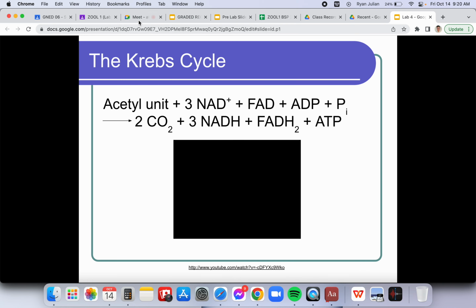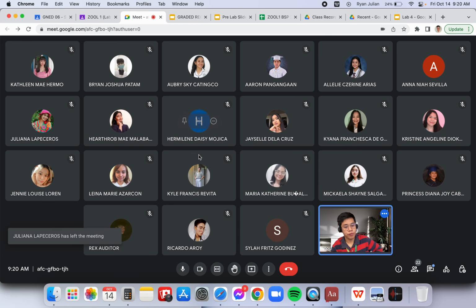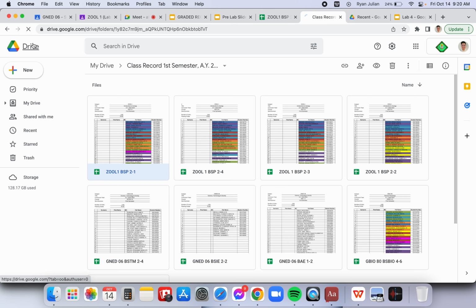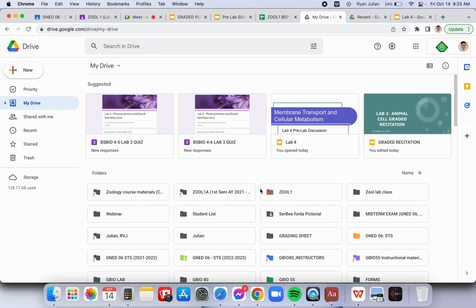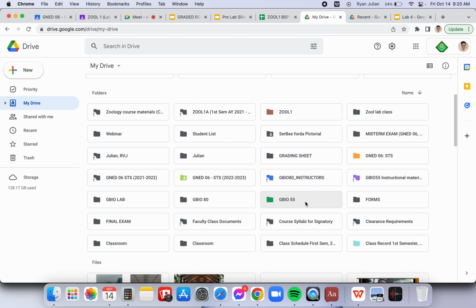So ayun lang yung ating pre-lab discussion for activity number 4, tama. And now I will present to you the lab activity that you will do once again as a group. So group work po ulit siya para mas mapadali ma-accomplish. Papakita ko lang siya sa inyo.